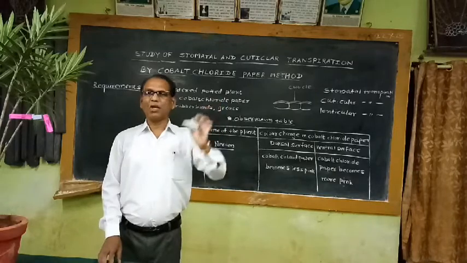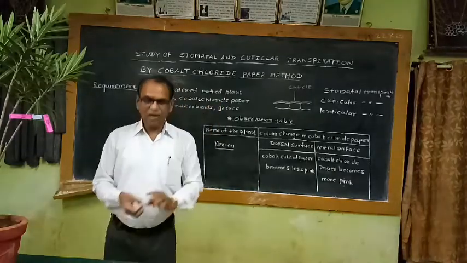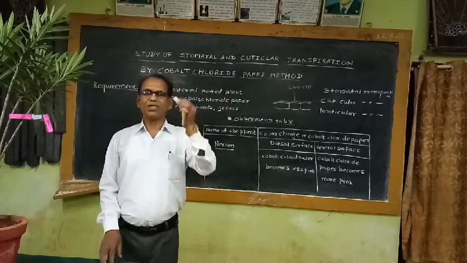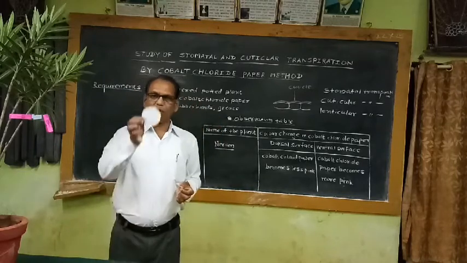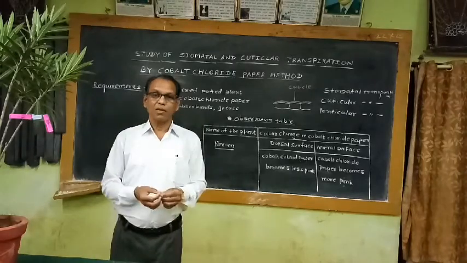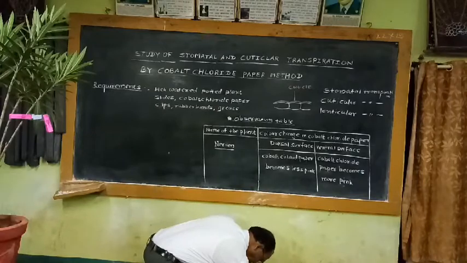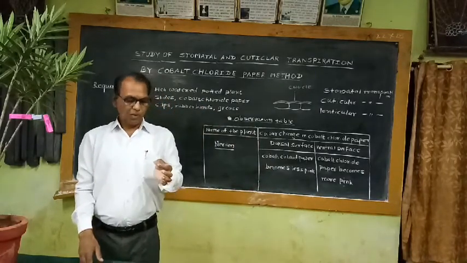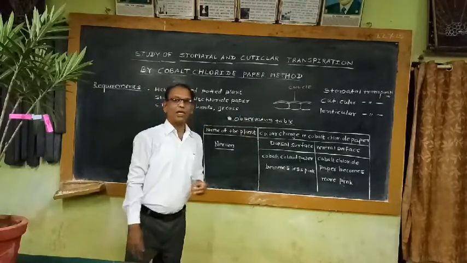The property of this cobalt chloride paper is that if it comes in contact with water, it changes its color. What is the color of this paper? The color of the cobalt chloride paper is blue. This blue paper turns pink or red if it comes in contact with water. So we are going to use this cobalt chloride paper for comparing the rate of stomatal transpiration and cuticular transpiration.